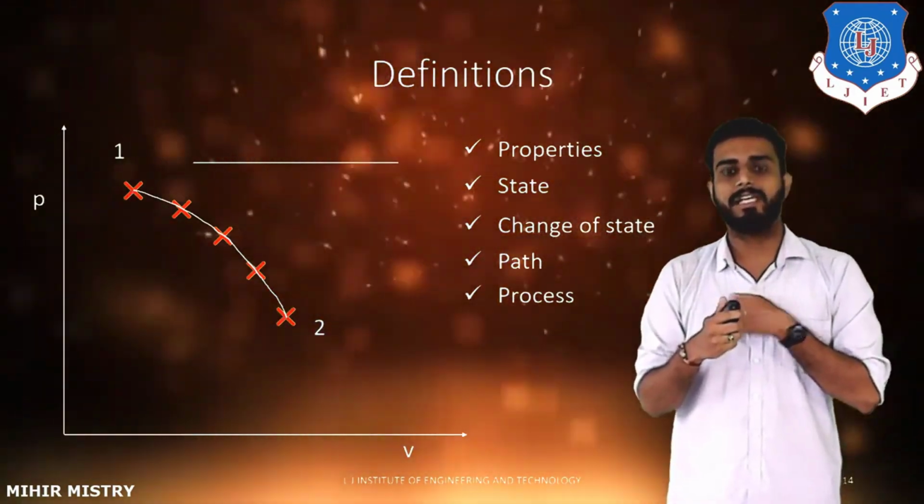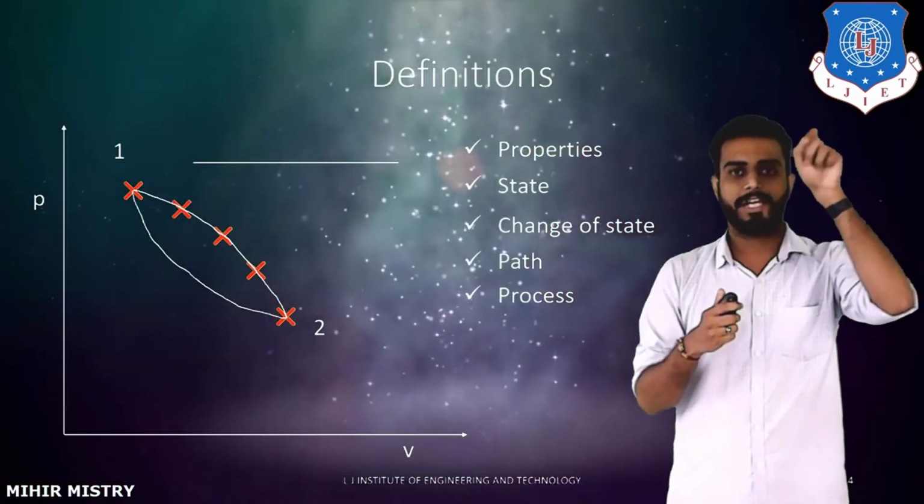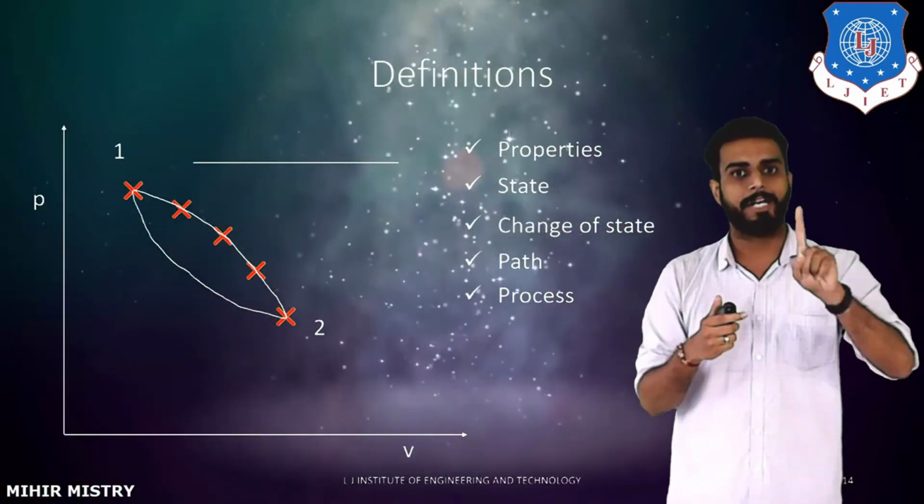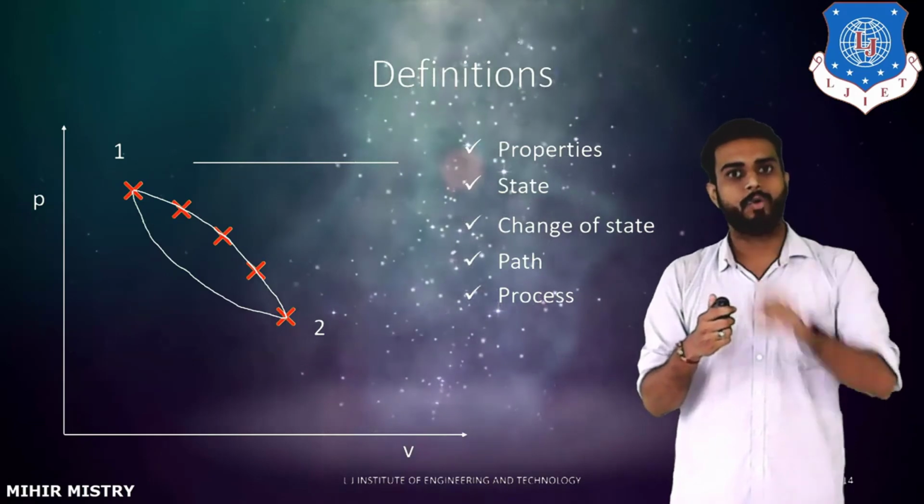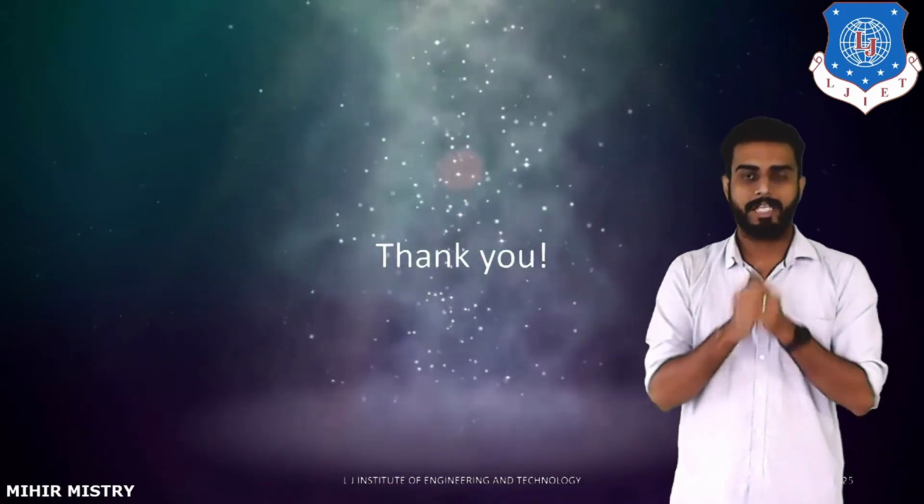So here you can see from 1 to 2 and from 2 back to 1. So the initial and final state both are one number. So then this is known as cycle. Okay. So today we are stopping at this point.